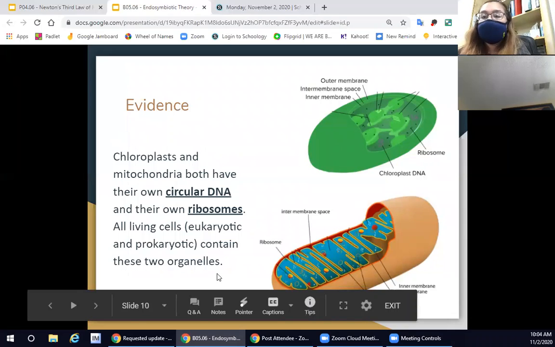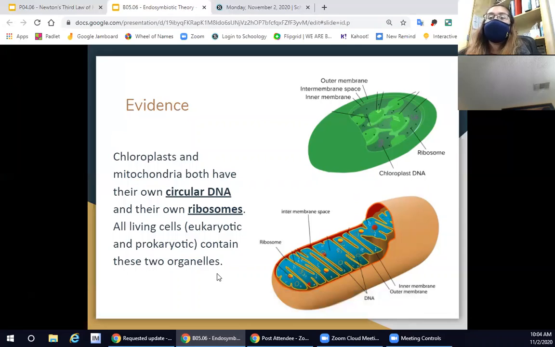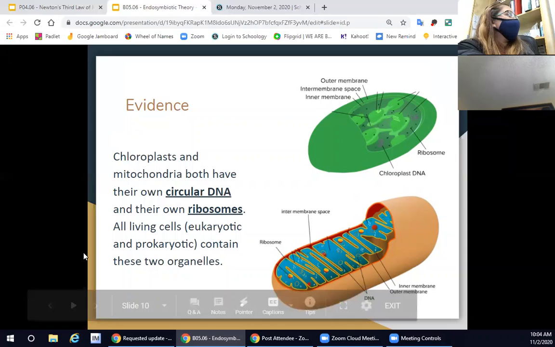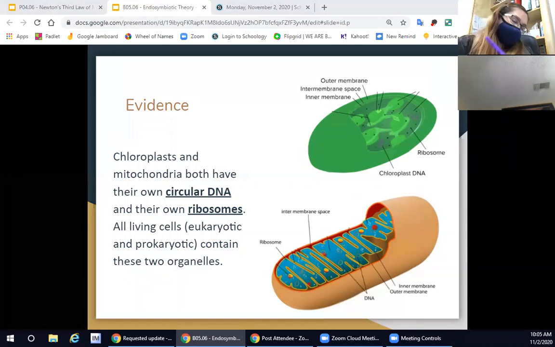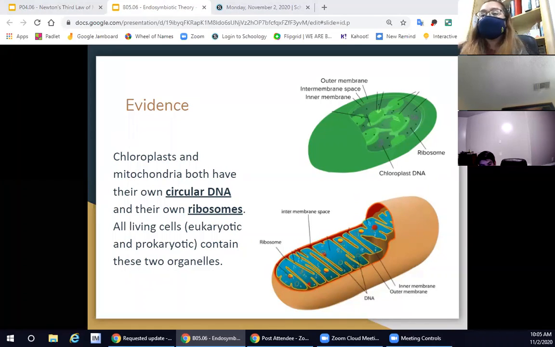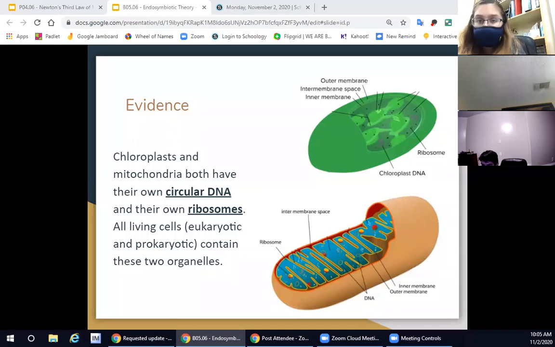Another piece of evidence is that chloroplasts and mitochondria both have their own DNA. So they have their own DNA that's apart from the cell's nucleus. Again, they have their own set of DNA, and they also have their own ribosomes inside. Remember, ribosomes are important for creating protein, and these two organelles have their own ribosomes inside of them.